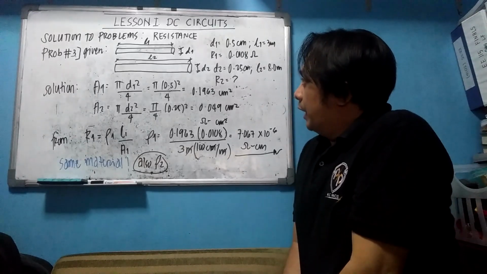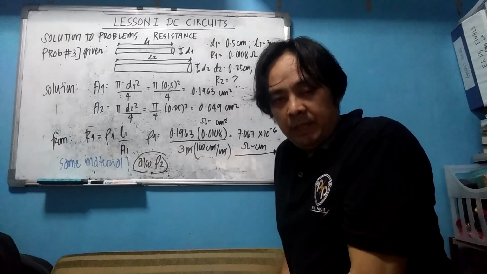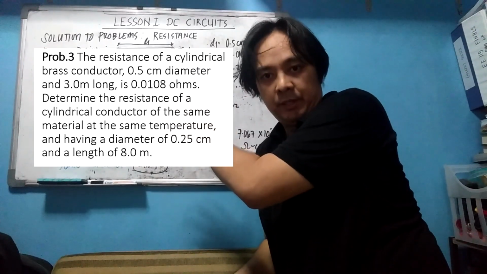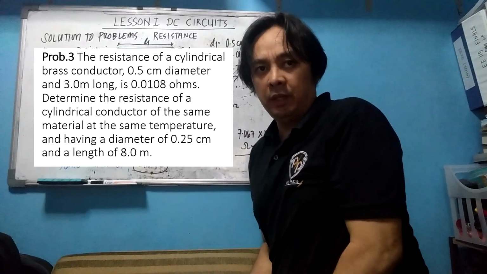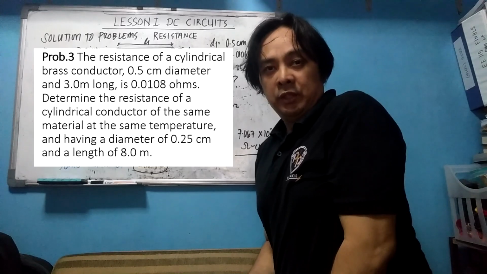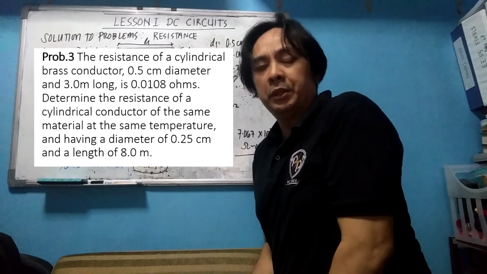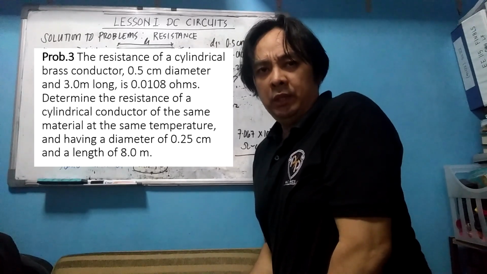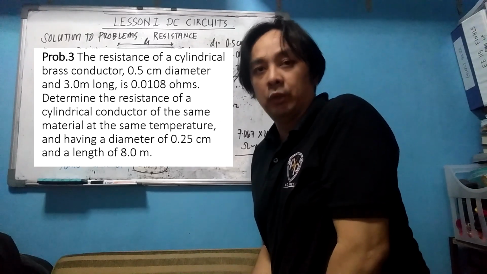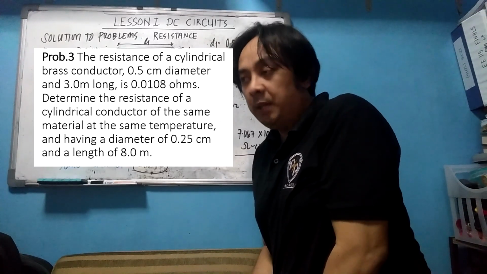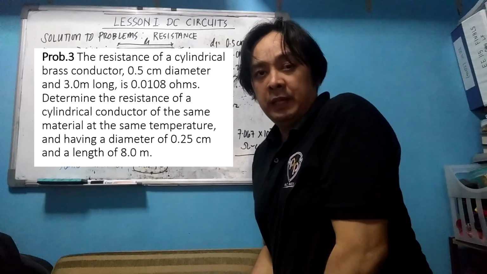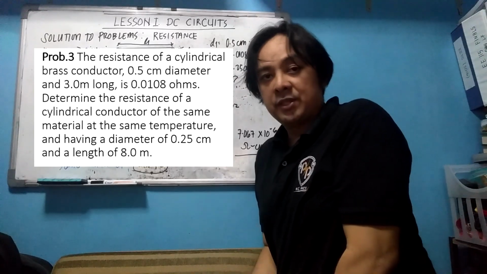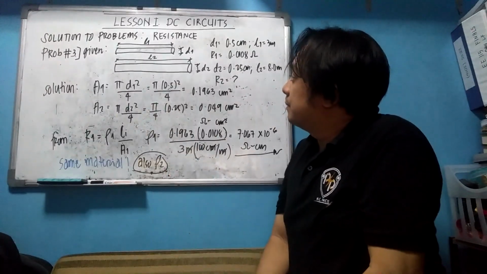Okay, now we will continue our discussion on problem number 3. So before we proceed with problem number 3, we need to read the problem first. The resistance of a cylindrical brass conductor, 0.5 centimeter in diameter and 3 meters long, is 0.0108 ohms. We need to determine the resistance of this cylindrical conductor of the same material at the same temperature and having a diameter of 0.25 centimeter and a length of 8 meters. So the solution is this.